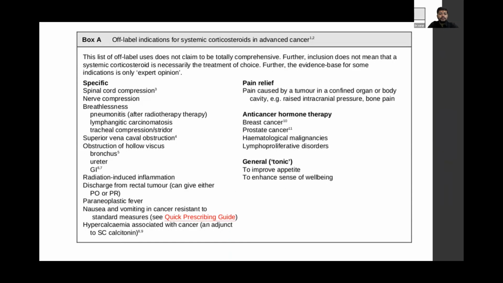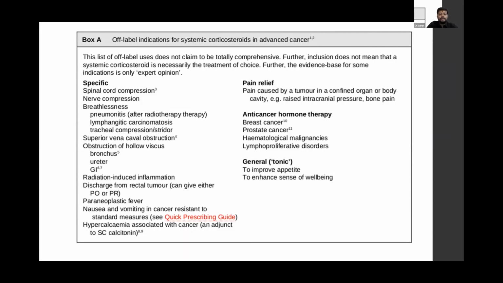Off-label indications for dexamethasone include spinal cord compression, nerve compression, breathlessness like pneumonitis, lymphangitic carcinomatosis, tracheal compression or stridor, superior vena cava obstruction, obstruction of hollow viscus like bronchus, ureter, gastrointestinal tract, paraneoplastic fever, nausea, vomiting in cancer, hypercalcemia associated with cancer, and for pain, it can be used in a tumor in a confined organ or body cavity, like raised intracranial pressure or bone pain.